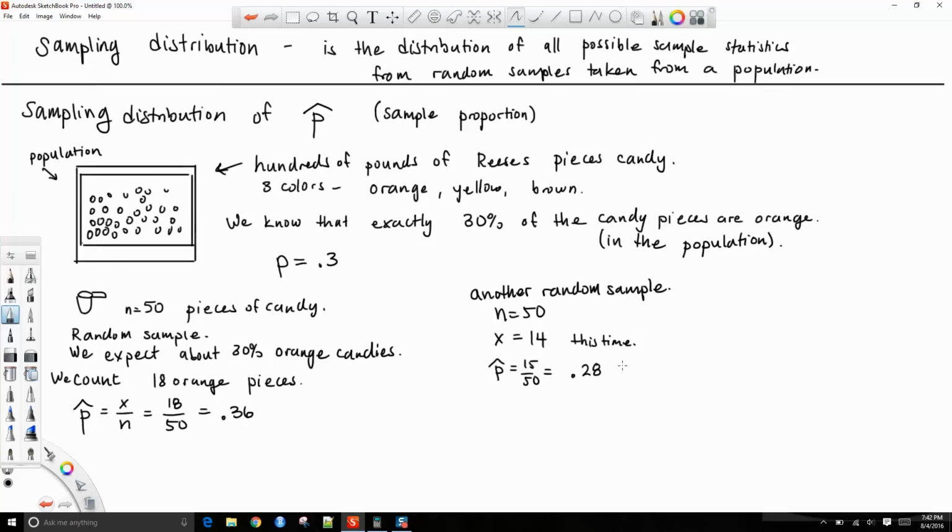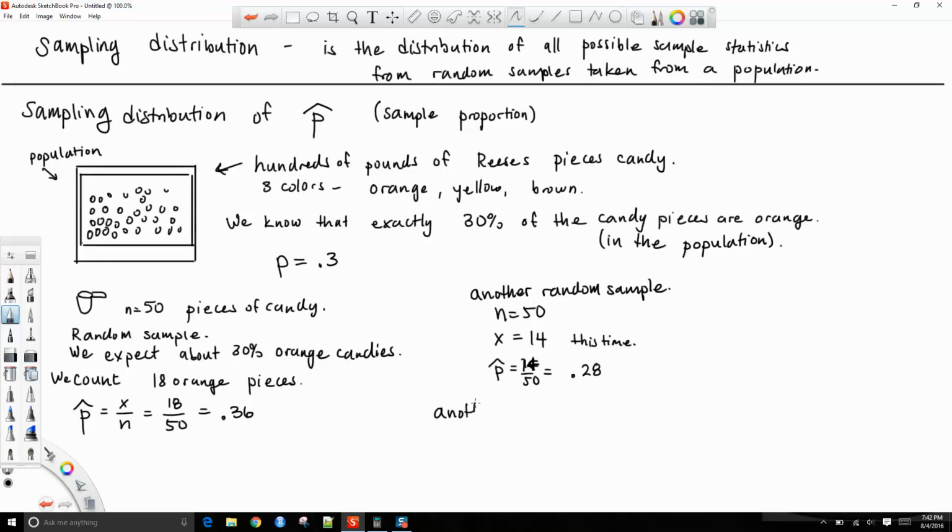I'm going to just keep doing this over and over and over again, and keep track of all the different p hats. You said you wrote 15 over 50 instead of 14 over 50. I'm sorry, I meant to write 14. Okay, 14 over 50, I get 0.28.